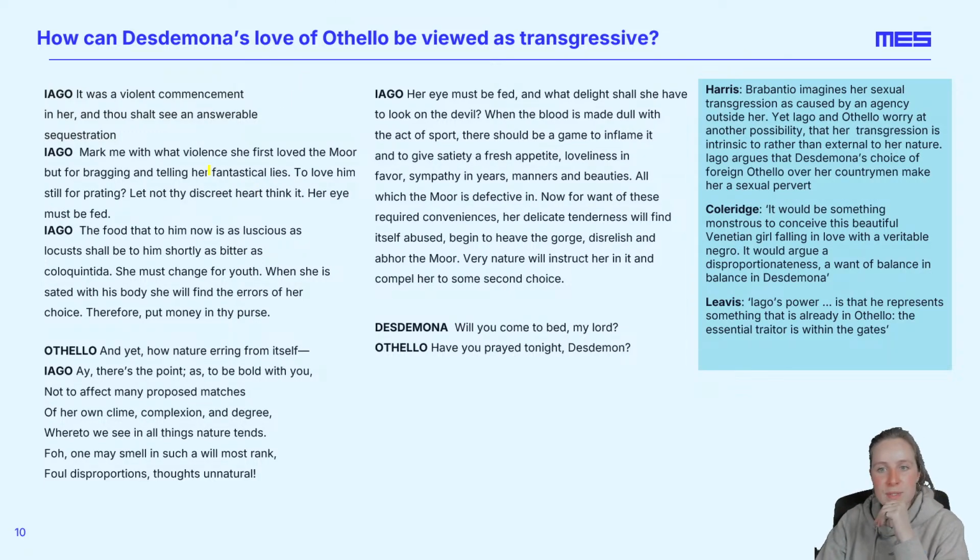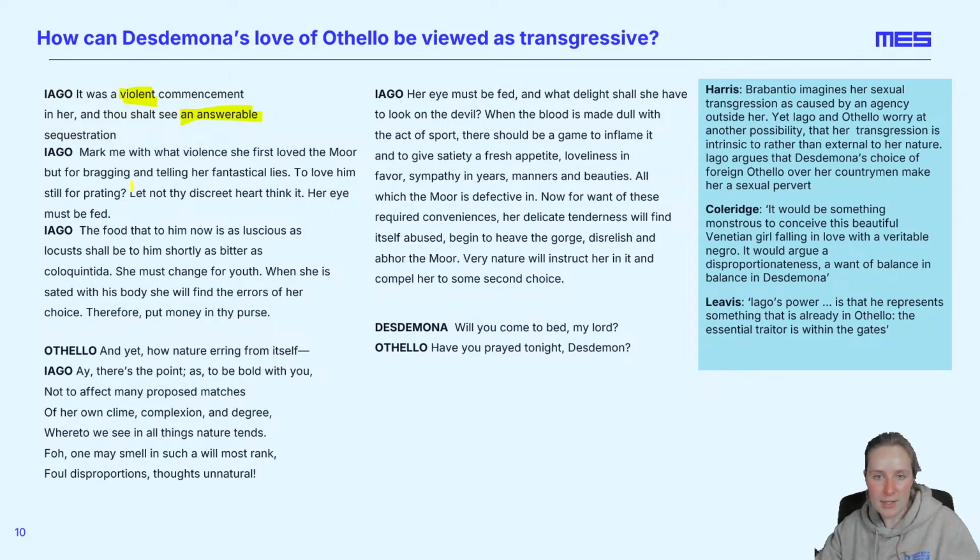Iago says, "It was a violent commencement in her, and thou shalt see an answerable sequestration." So this is saying it was like a passionate thing that happened to her, falling in love with him. So the falling out of love with him will also be violent. Interesting that he says violent instead of passionate, right? Because that then implies that there was a sense of violence in terms of her own violent tempests of falling in love with him, but also that violence will end their relationship.